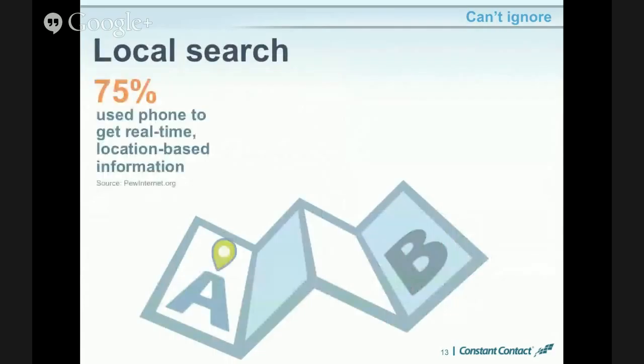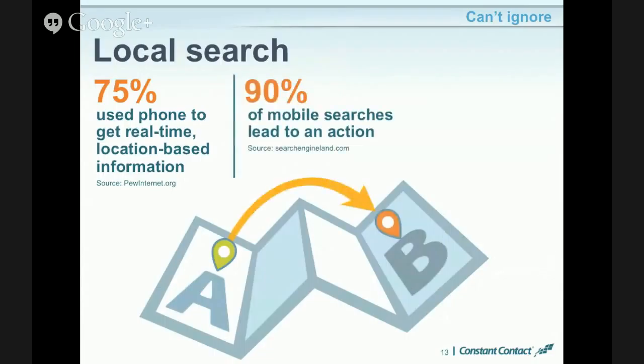When we think about local search, it gets even more interesting. 75% of folks used a phone to get real-time location-based information, and 90% of mobile searches actually lead to an action. And if you think about why this might be, people are looking at their phones when they're near your business. And if they see an opportunity to stop on by or to take that next action, certainly if your website is built for mobile responsiveness so that it shows up correctly on an iPhone or an Android device, then they'll be able to take that action much easier.